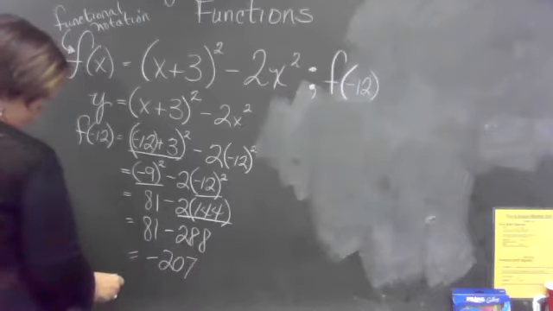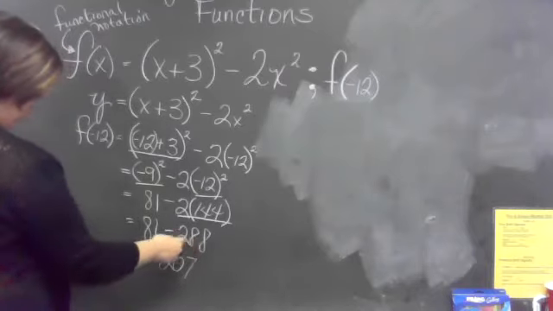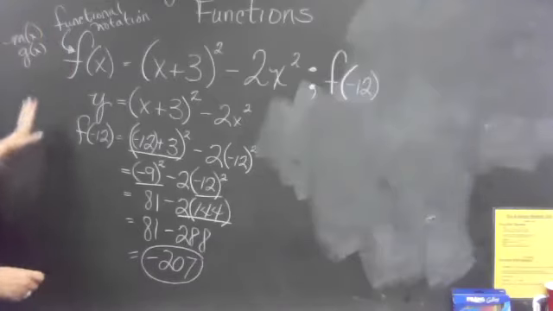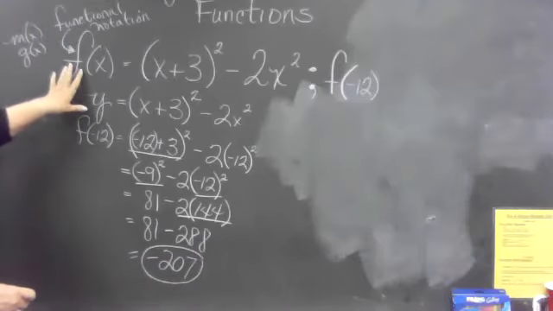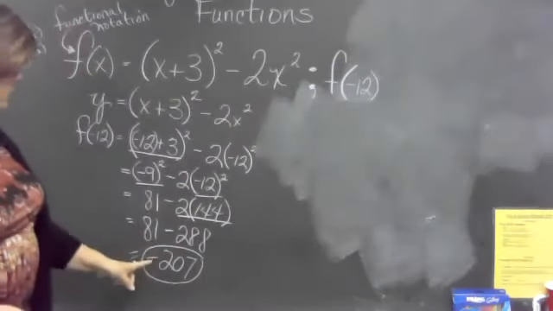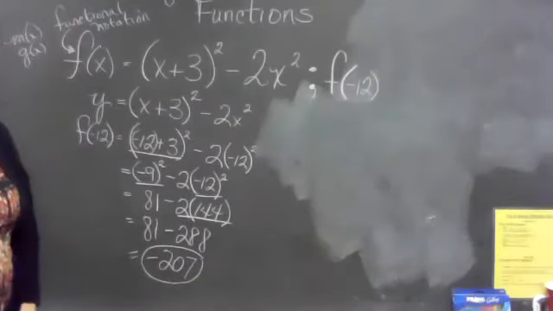Do you all have your calculator? Yes. So the value of this rule when x is negative 12 will be negative 207.